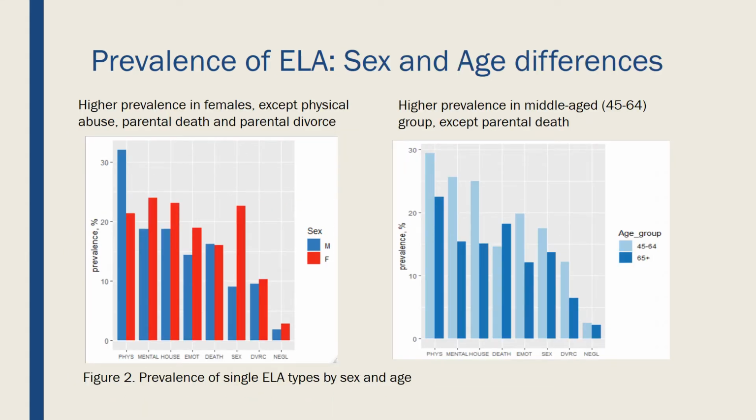Prevalence of ELA was higher in females across all ELA types, except physical abuse that was more prevalent among males, and parental death and divorce that were equally prevalent in both sexes. A higher prevalence was found in the middle-aged group compared to the older group, except parental death.